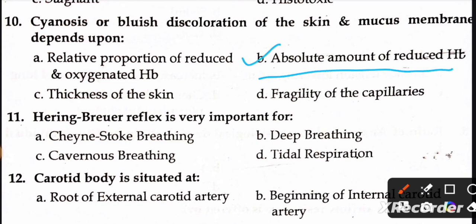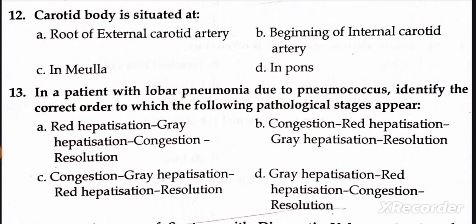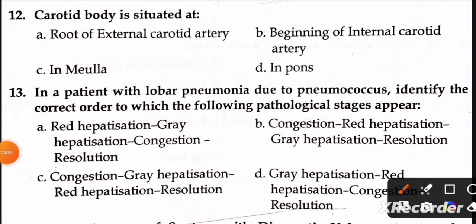Next question is Hering-Breuer reflex is very important for A kinetic stroke breathing, B deep breathing, C cavernous breathing and D tidal respiration. Right option is B, deep breathing. Next question is carotid body is situated at A root of external carotid artery, B beginning of internal carotid artery, C in medulla and D in pons. So right option is A, root of external carotid artery.